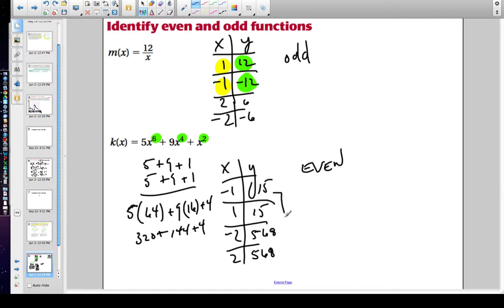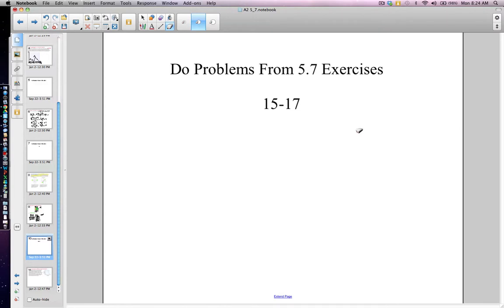Okay, what's important is that they're the exact same values. Okay, what's important here is that they are opposites. So go ahead and practice identifying even and odd functions. Do problems 15 through 17. Come on back and we'll finish out the lecture.